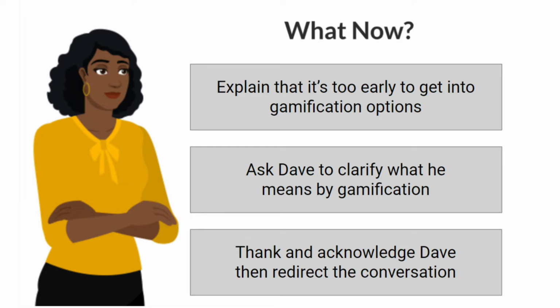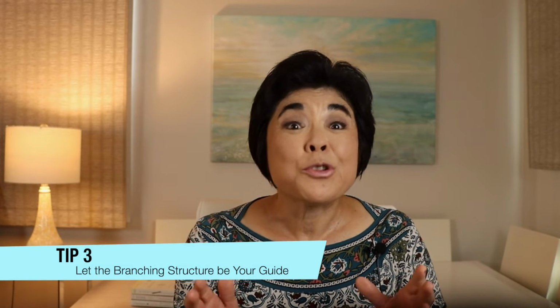Since the user interface doesn't have a lot of distracting elements, the learner can focus on the choice they have to make. It also helps to use the same format at every decision point in your project so it has a consistent look and feel. Tip 3. Let the branching structure be your guide.